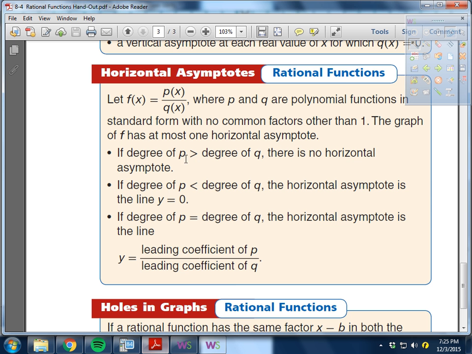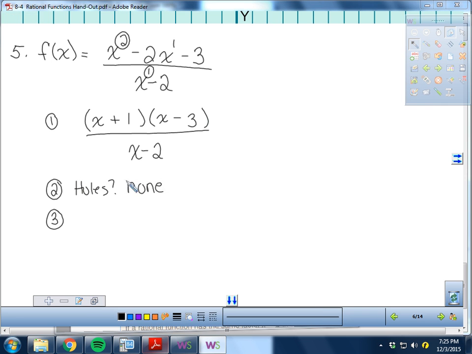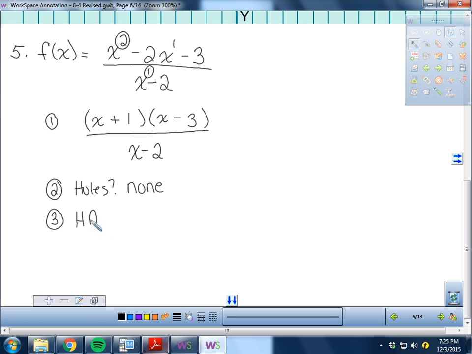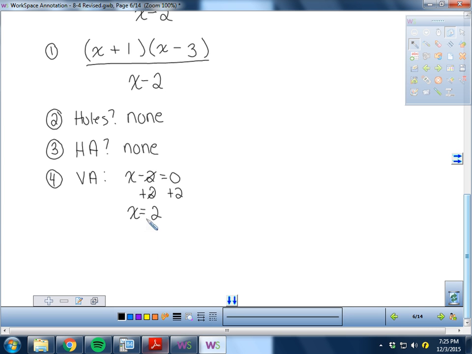So let's check our rules here. So if the degree of the top is bigger than the degree of the bottom, there is no horizontal asymptote. So we'll just call that the HA, horizontal asymptote, none. Okay? So I have no horizontal asymptote. All right. So now step 4. We're going to use our factored numerator, or denominator, to determine our vertical asymptotes. Well, we only have one thing in the denominator, so what we do is we set that equal to 0, and we solve for x. So I just add the 2. X equals 2 is my vertical asymptote. Yes, you must say x equals 2.